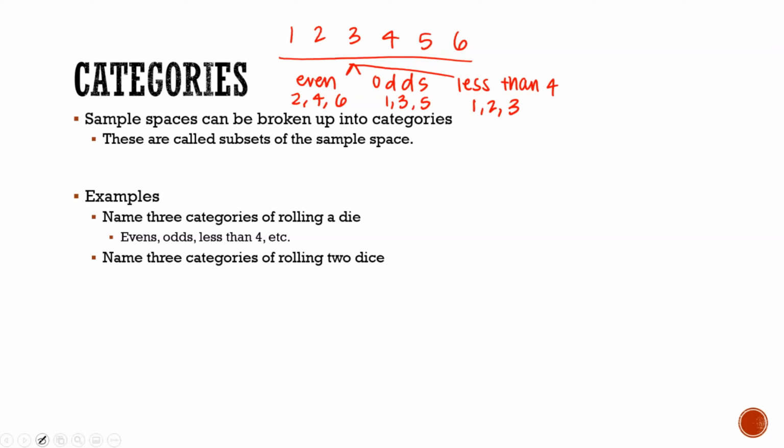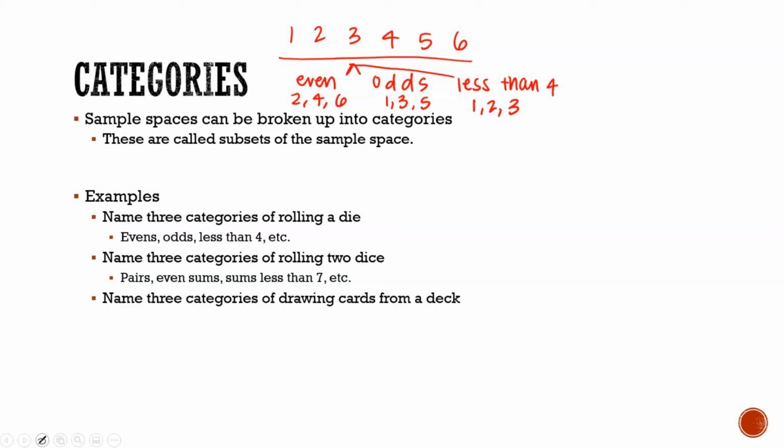Name 3 categories of rolling 2 dice. Picture the sample space of rolling 2 dice, a 1 and a 1, a 2 and a 1, a 1 and a 2, and so on. Some categories or subsets of the sample space would be pairs, getting a 1, 1, 2, 2, 3, 3, 4, 4, 5, 5, 6, 6. Even sums, so 2 and a 6, a 6 and a 6, etc. Sums that are less than 7, 1 and 1, 2 and 1, 1 and 3.